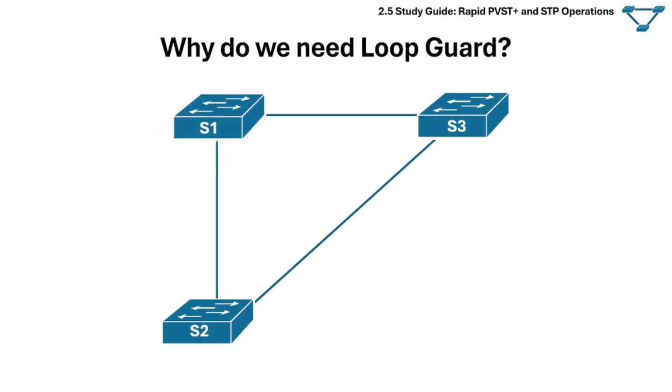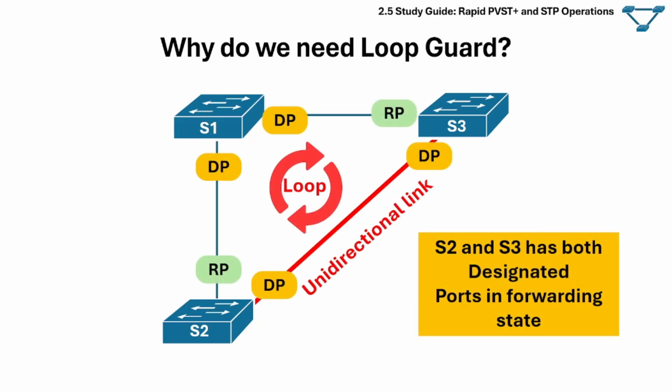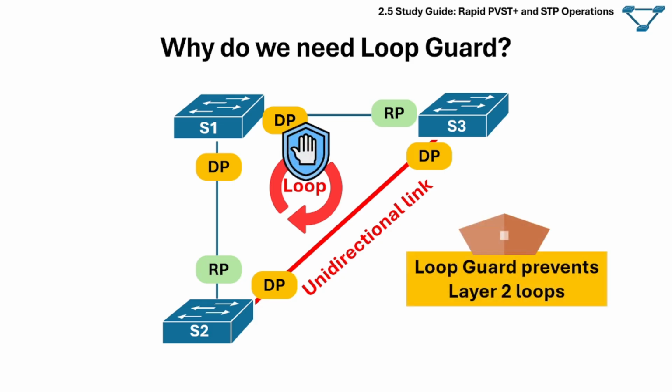Why do we need a LoopGuard? A unidirectional link can cause a port to stop receiving BPDUs. The switch port then assumes a topology change and moves its port to a designated role and transitions it into the forwarding state, which leads to a broadcast storm. LoopGuard is designed to prevent layer 2 loops, particularly those caused by unidirectional link failures.